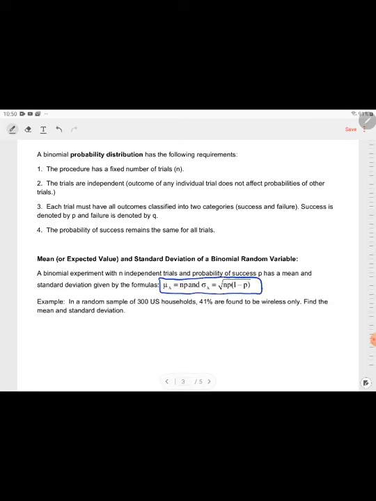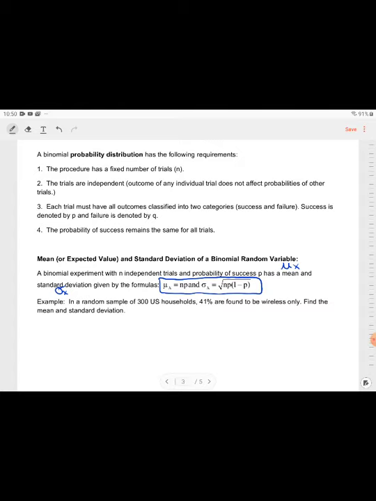Okay, so let's recall. The symbol for mean is a Greek letter called mu, mu x. And your standard deviation is a circle with a little tail. That's a sigma, Greek letter, sigma x. So when I ask you for the mean and standard deviation, we're just asking you for mu and for sigma, and you have a formula.